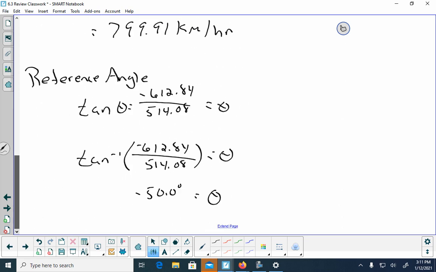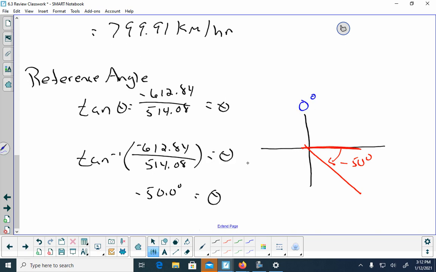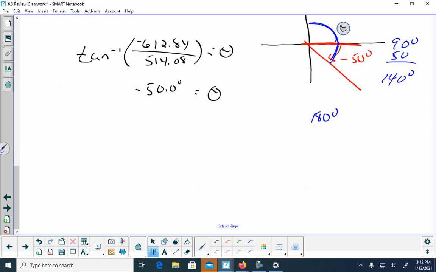So this is my reference angle. So this is a trig angle. So this is going off based off my positive x-axis. It's saying it's negative 50 degrees, so it's going to go down. I need my bearing. My bearing is based on this being 0, this being 90, this being 180. Well, here I have 50 degrees, and then I need this other 90 degrees. So 90 plus 50, I'm going to have a bearing of 140 degrees.